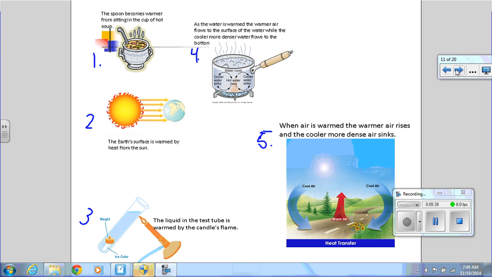I want you to look at this last slide, and just on a scratch sheet of paper, write down what type of heat transfer you think is occurring in each one of these examples, 1 through 5. I'm going to pause for a few seconds and give you a chance to do that, and then we will check our answers.